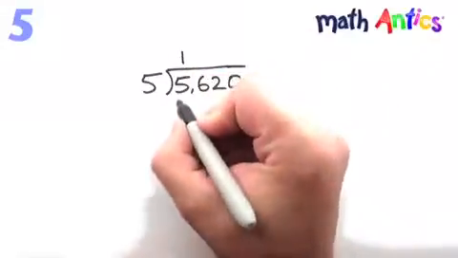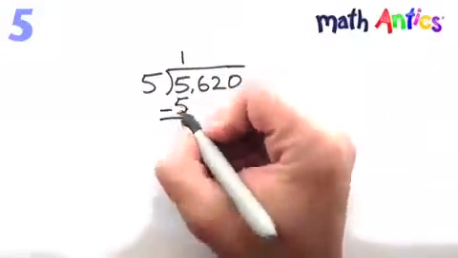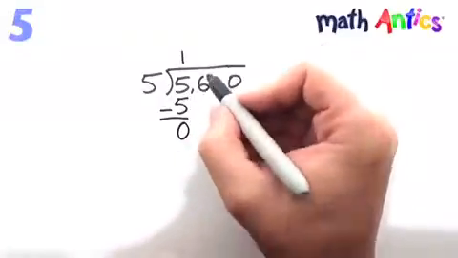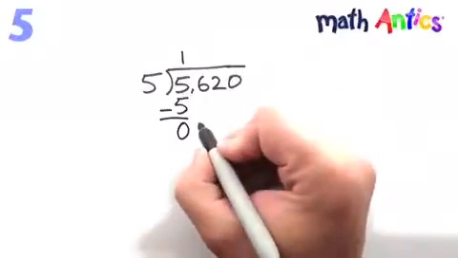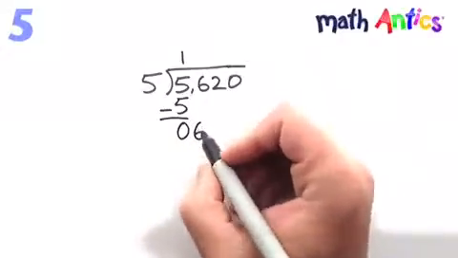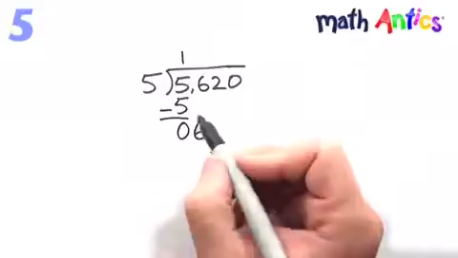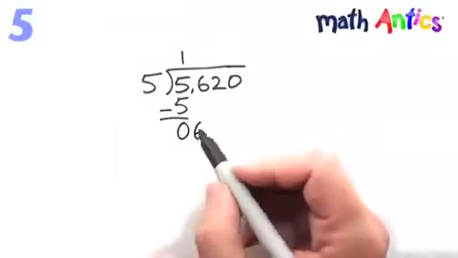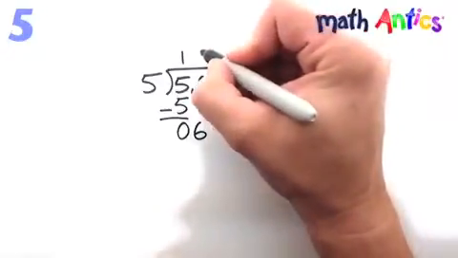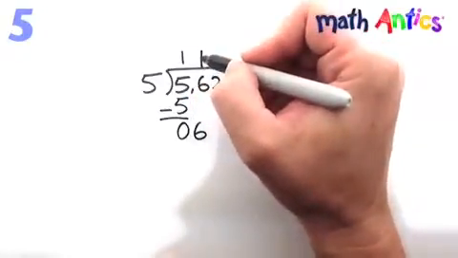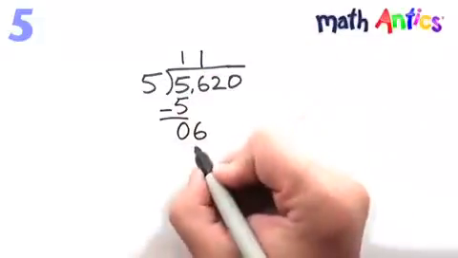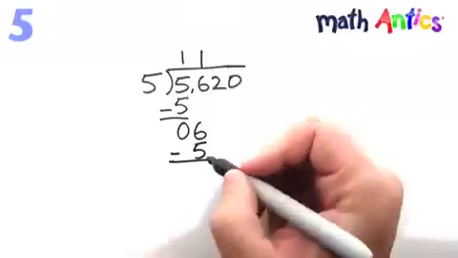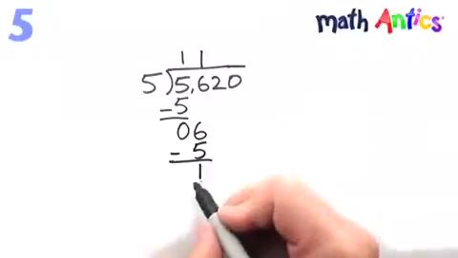And 1 times 5 is 5. Subtract that, 0. So we move on to the next digit. 6, we bring a copy of that down to combine with our 0. So it's just 6. So now we're asking, how many 5's does it take to make 6, or almost 6? Well, it takes 1 5 to make 6. So we put that in the answer line. 1 times 5 is 5. Put that underneath the 6. Subtract it. 6 minus 5 equals 1. So we have a remainder of 1.